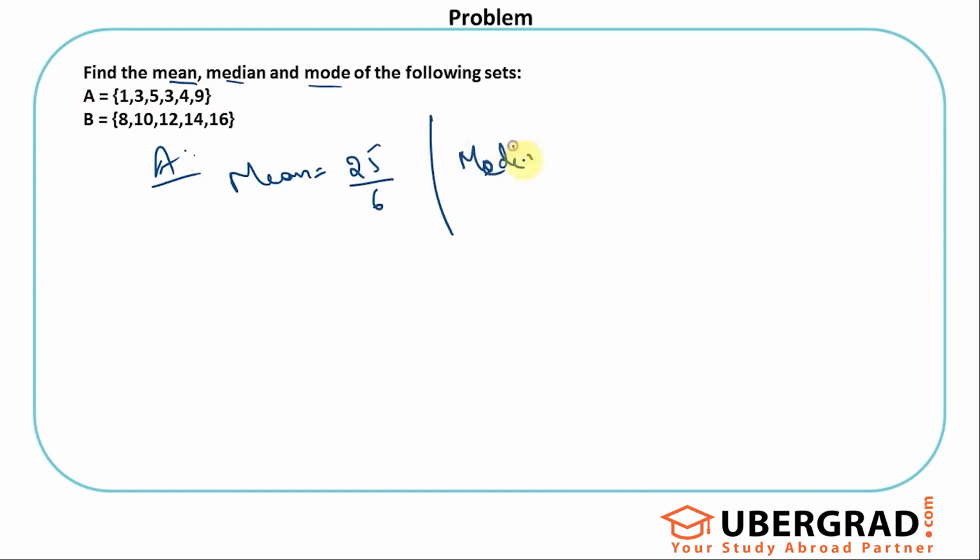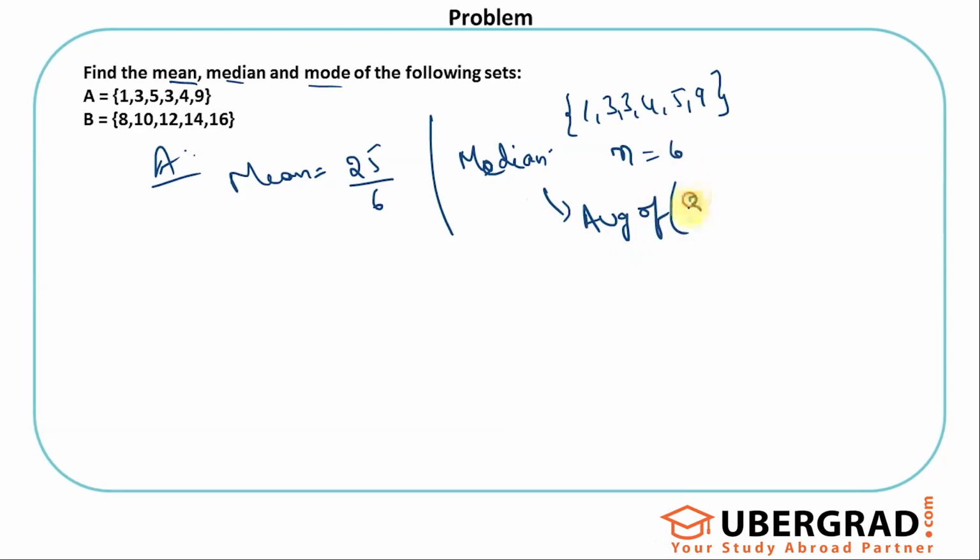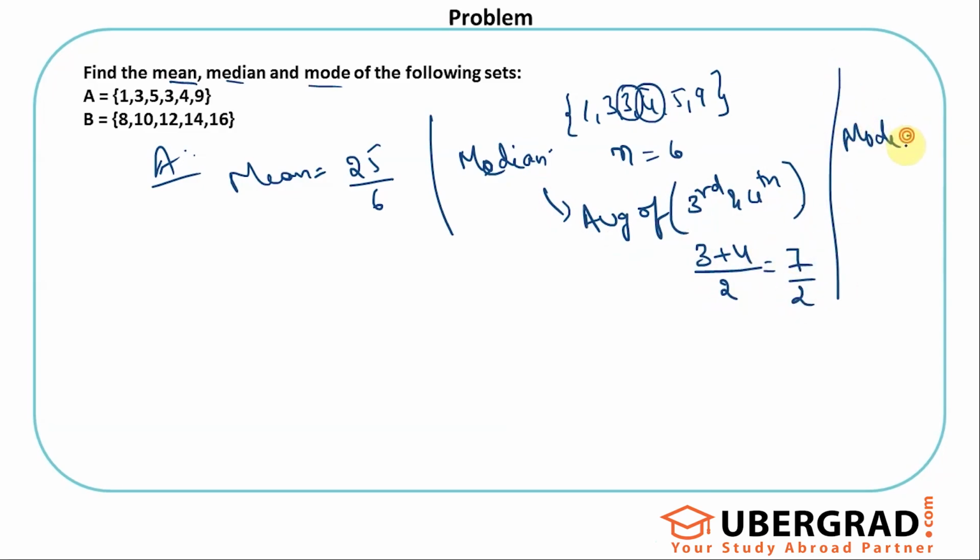Sorry, what about the median? What is step 1? Arrange them in the ascending order, right? So 1, 3, 3, 4, 5 and 9. How many elements are there? There are 6 elements, so that's an even number. So the median is basically the average of the 6 by 2, that is the third term, and the next term, the fourth term. What is the third term? 3, and the fourth term is 4. So it is 3 plus 4 by 2. The answer is 7 by 2. What about the mode? 3 is repeating twice, everything else is repeating only once, so the mode is basically 3.